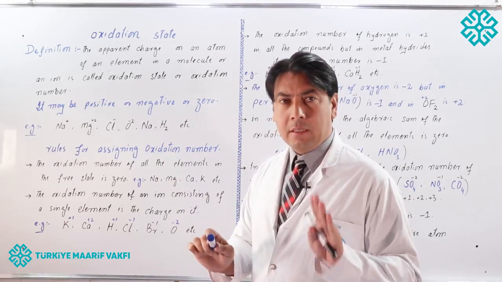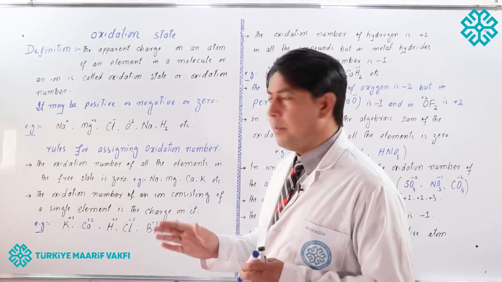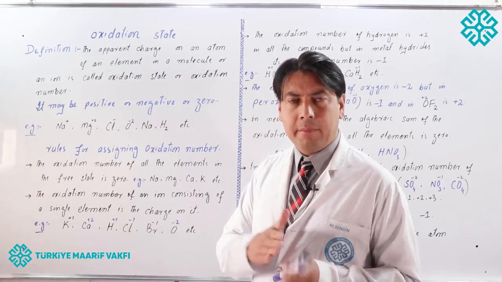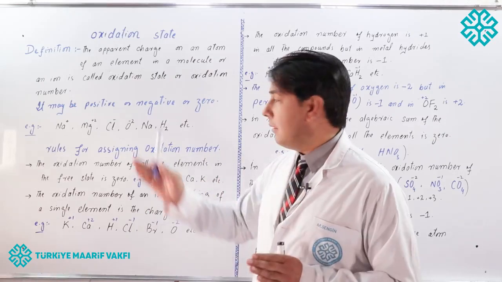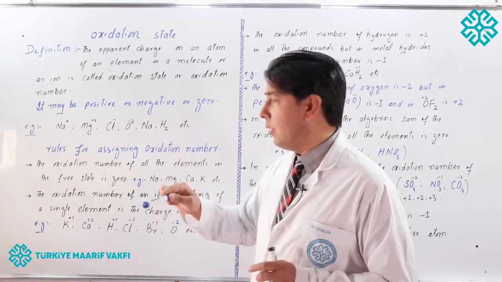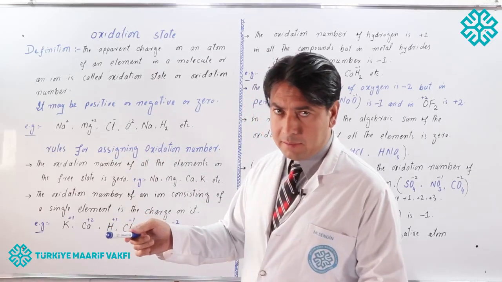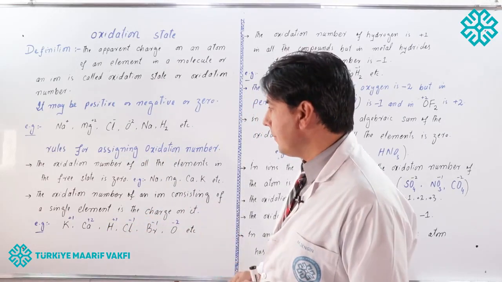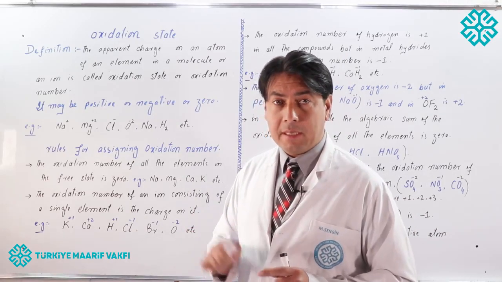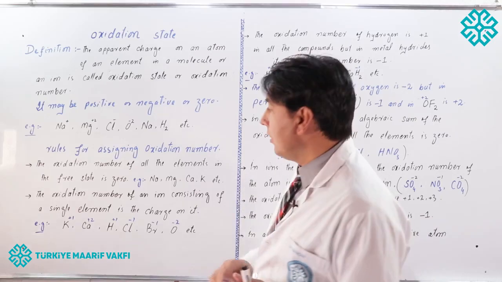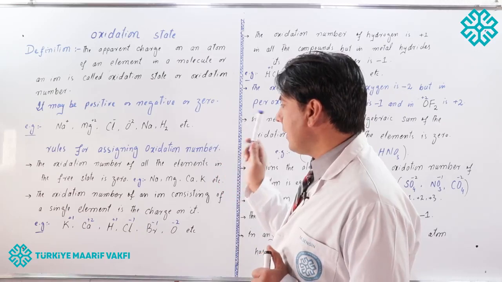We know that all the atoms are electrically neutral. Why? Because the number of protons is the same as the number of electrons. So in the free state, their oxidation number is 0. And when they gain or lose electrons, they will become either positively charged or negatively charged. Now we are discussing the rules for assigning the oxidation number or oxidation state.